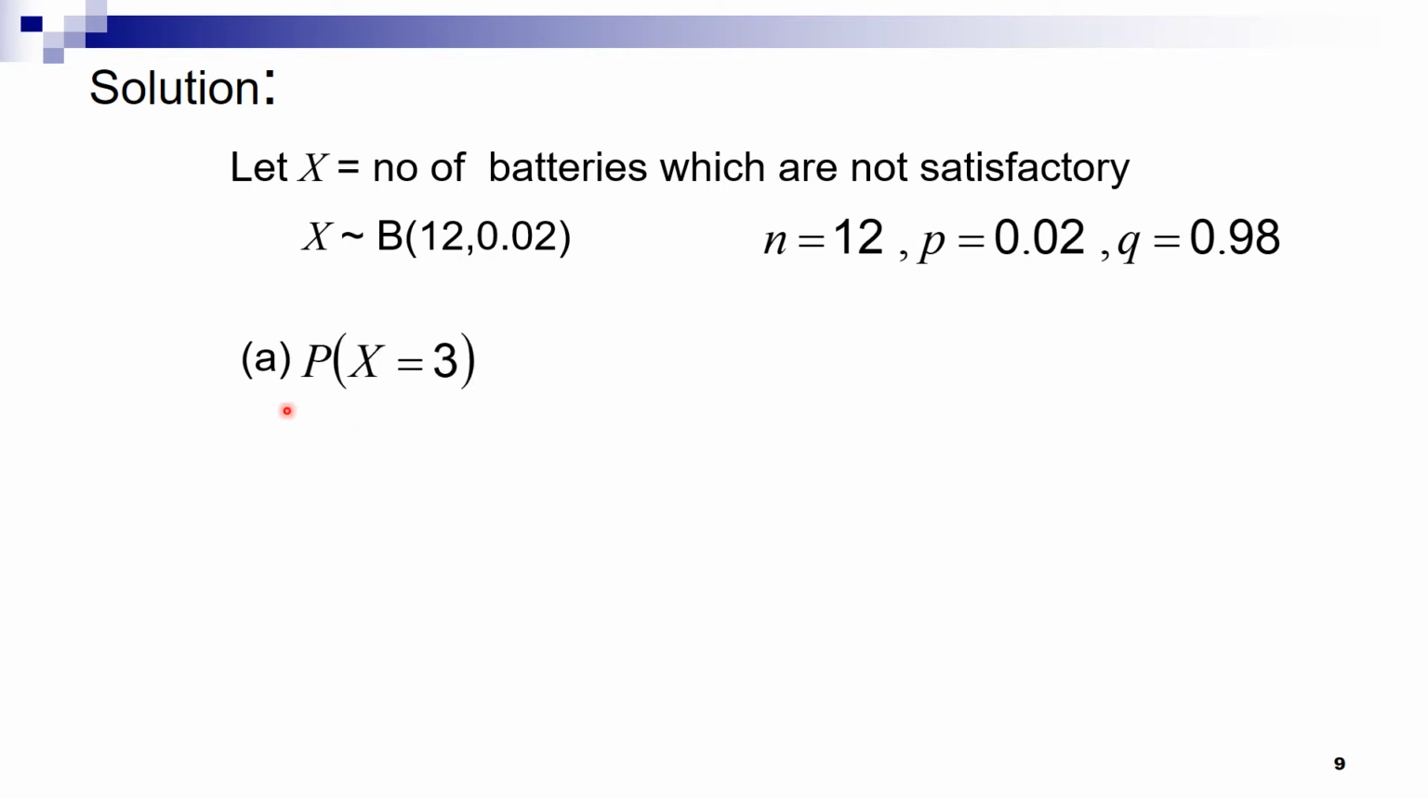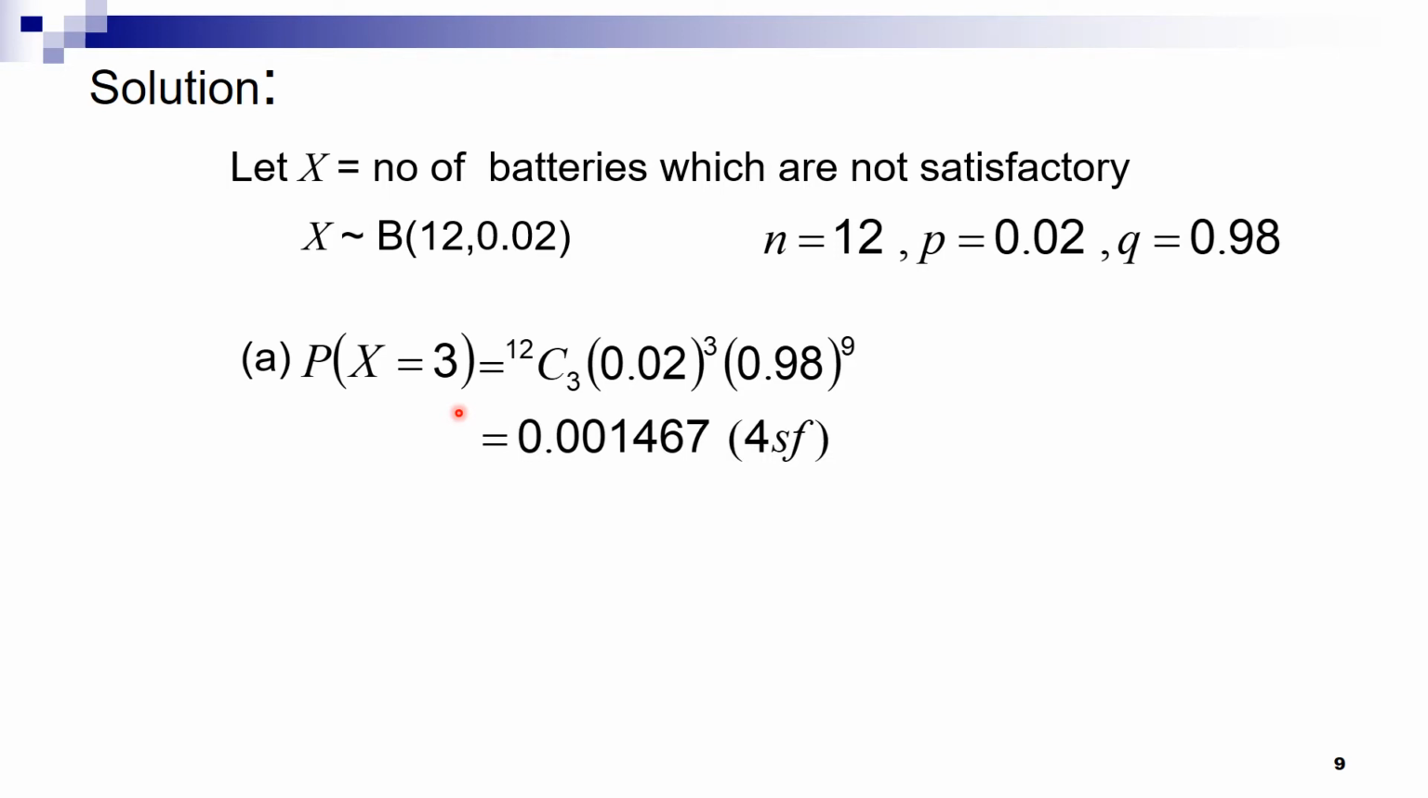P(X = 3), because exactly 3 batteries are not satisfactory. So again, you substitute into the formula, you evaluate, and you have 0.001467. You round off to 4 significant figures.